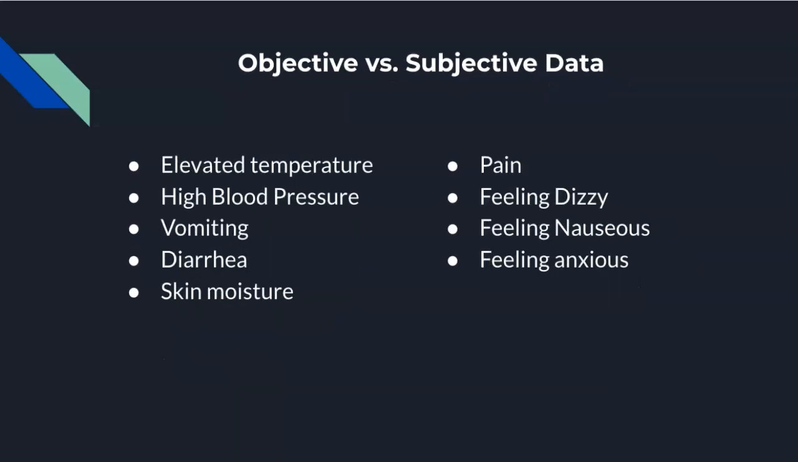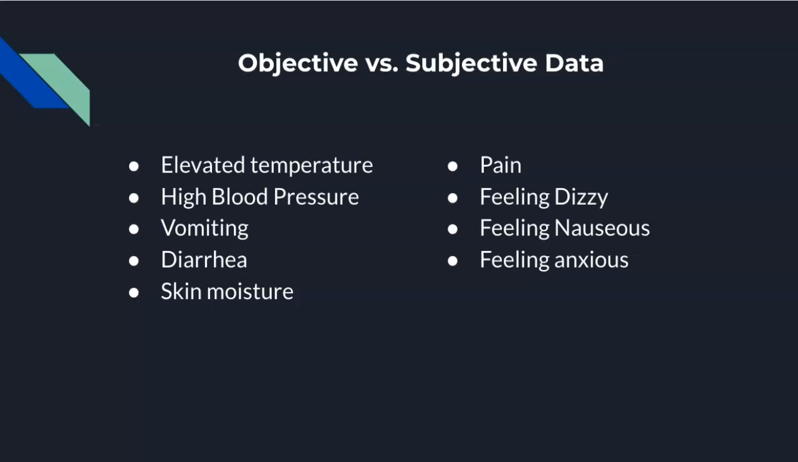All right, so here are some examples of objective versus subjective. If you take an elevated temperature, that is objective because you did it and you got the information. If you take a blood pressure reading, it is an objective measurement or data because you collected it. Vomiting is something you saw. Diarrhea, something you saw. The skin moisture, so either you feel the moisture in the skin or you can see that the patient is diaphoretic and sweaty.